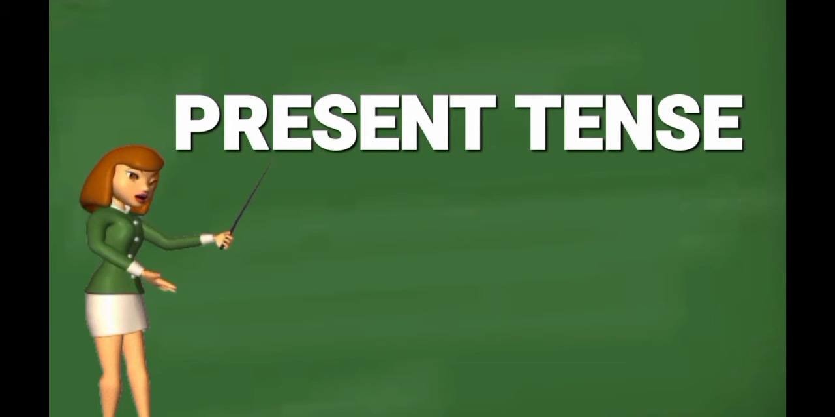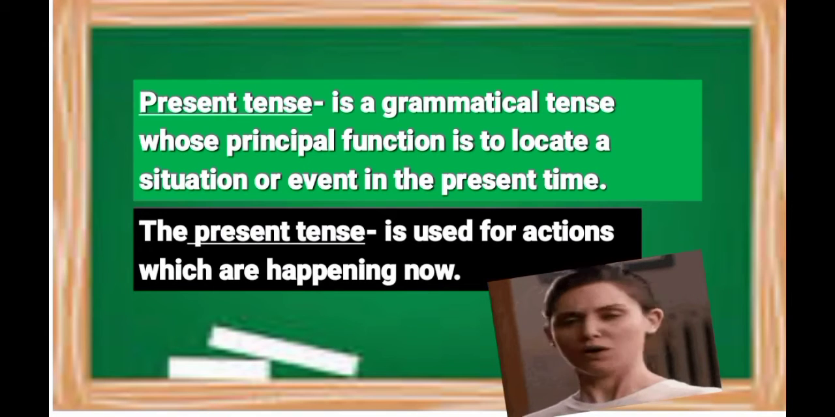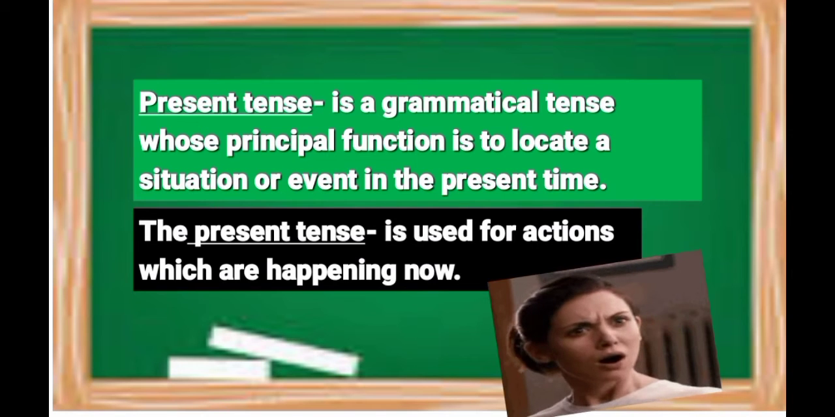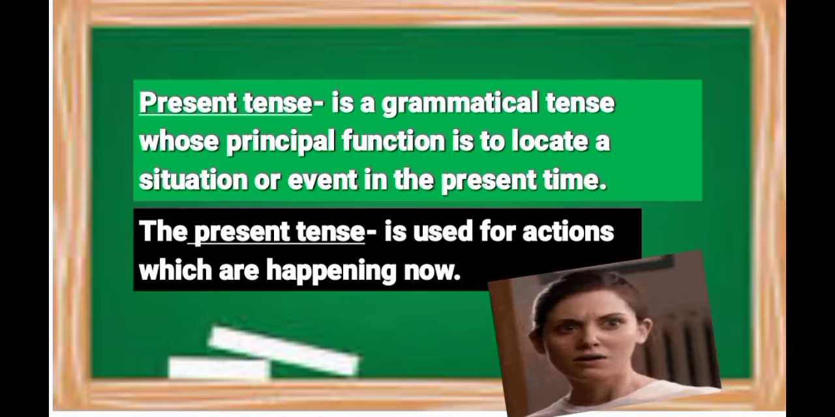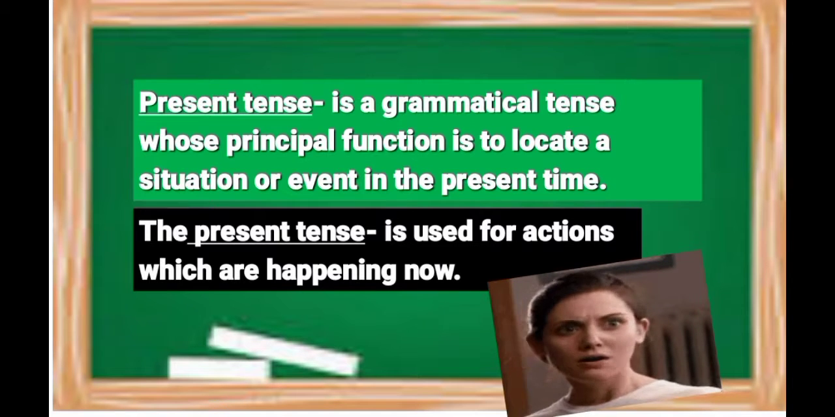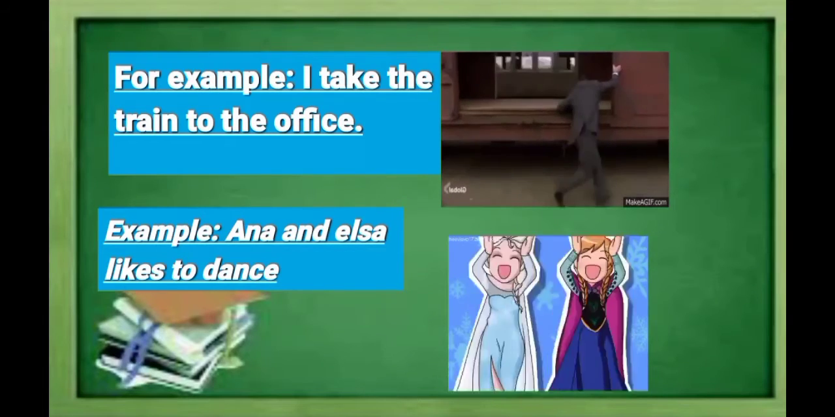So, present tense. What is present tense? Present tense is a grammatical tense whose principal function is to locate a situation or event in the present time. The present tense is used for actions which are happening now. From the word present, it means now, or actions that are happening now. For us to understand more, I have examples regarding the present tense.